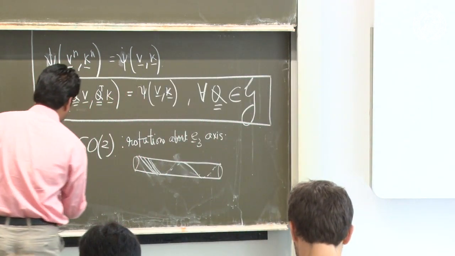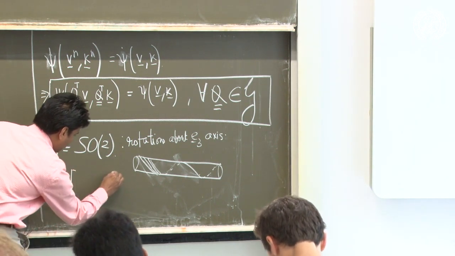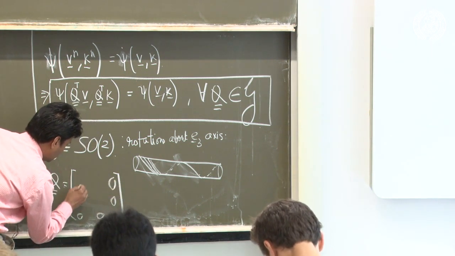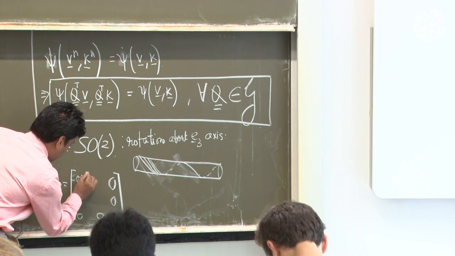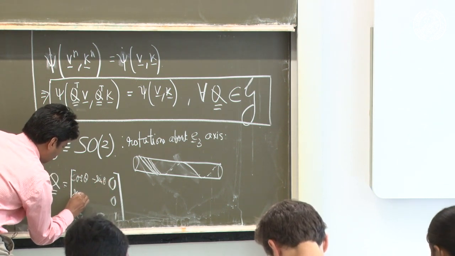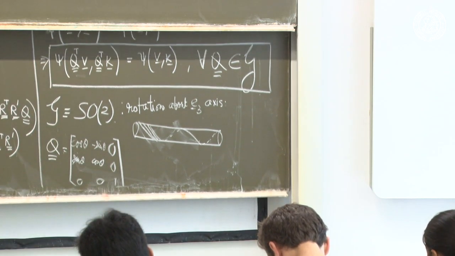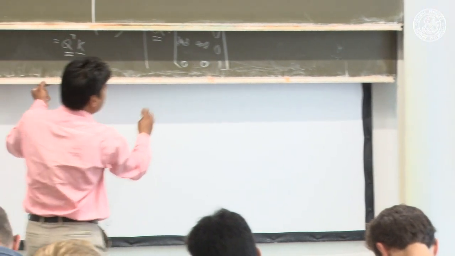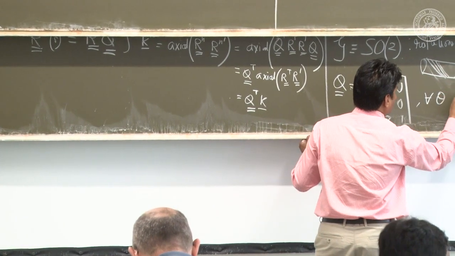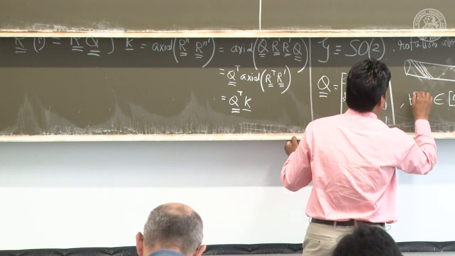So what all rotations are present there? In such cases, what will Q be equal to? That's 0, 0, 1, 0, 0, cos theta, minus sin theta, sin theta, cos theta, and this is for all theta in 0 to 2 pi. So that's your SO2.